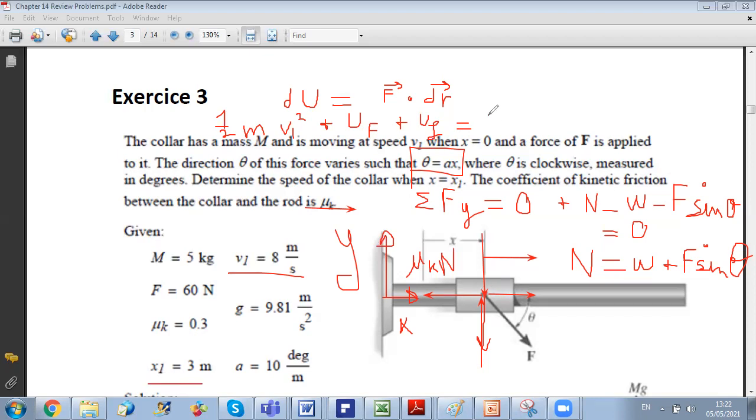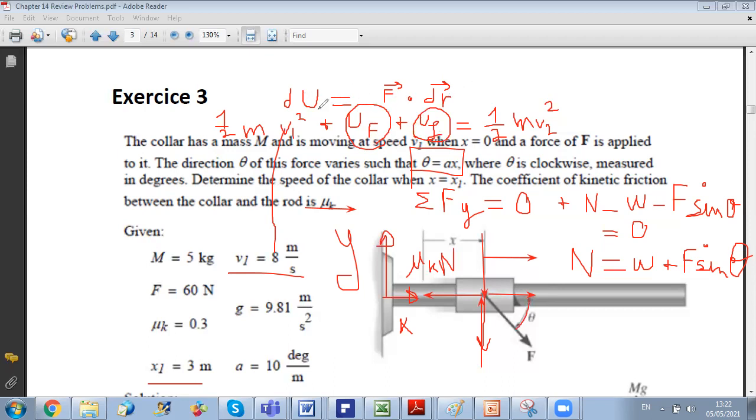So we need to find what is v at x1. Let's call it v2. So v2 is unknown. We should find it. Okay, so now when you write this theorem, v1 you have it, you replace by a. You just still need to get the work of big F and the work of friction. Since the angle of projection is variable, you should perform integration, because you know that dU is F dot dr.